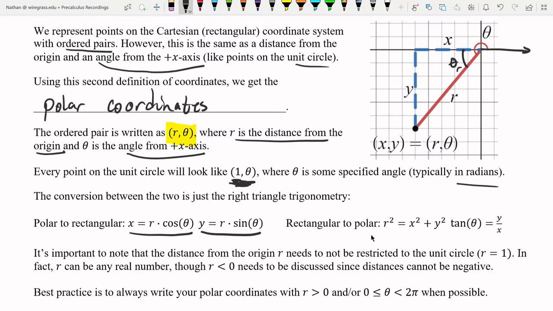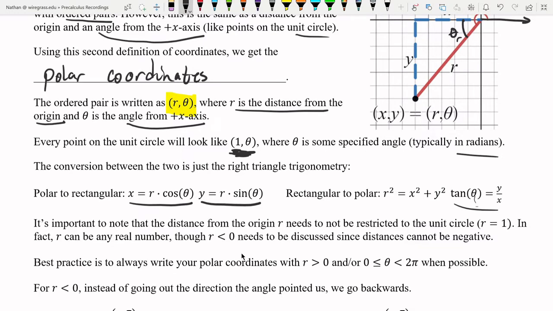And then rectangular to polar, really what we're looking for here is using the unit circle definition. That's really what all this is. R squared equals x squared plus y squared. And then tangent of angle theta, right? Opposite over adjacent, y over x. That's how we can get the angle from it. So you can get the radius from x and y, and you can get the angle from x and y. That's how you convert from rectangular to polar.